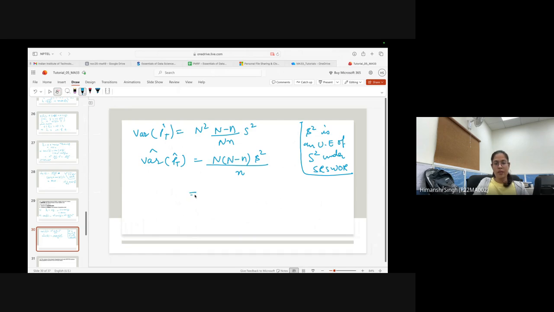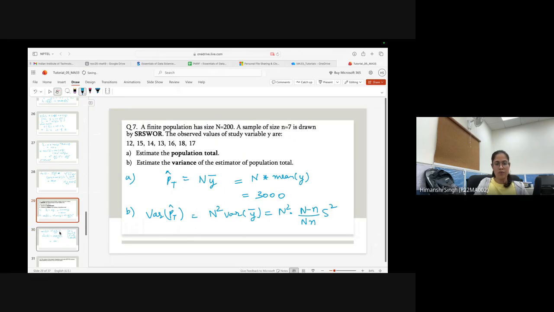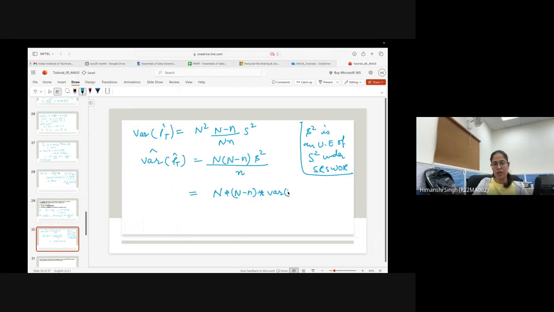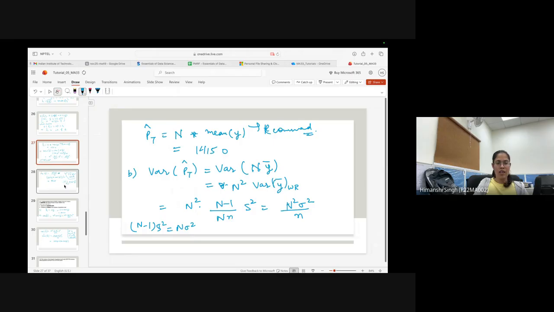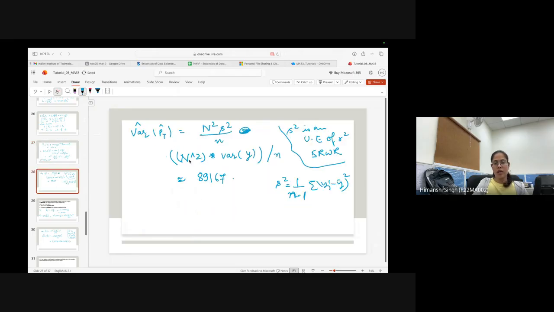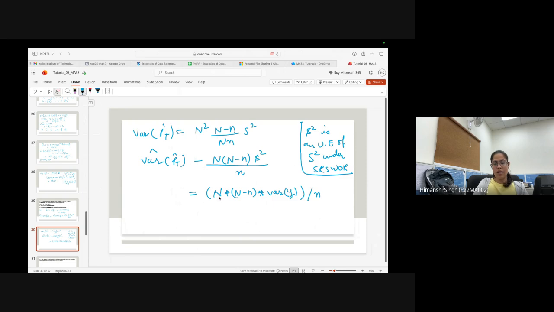Now this will be like this in R. If I want to write N star N minus n star, so this is s square. That can be calculated by the command VAR of y, where y is the vector name, and the whole thing is divided by small n. So here you can see the formula has changed. Here the formula was N square s square by n, but here in SRSWOR we have N into N minus n, s square by n.